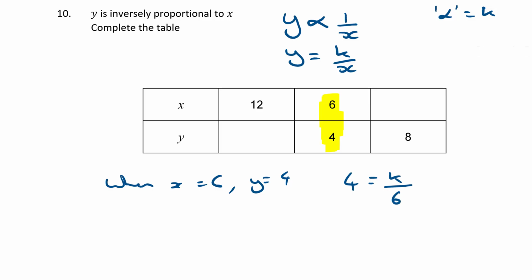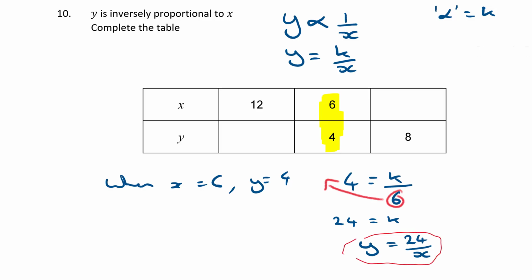Okay, then just taking that 6 there, cross multiplying up there, or multiplying both sides by 6 if you'd rather, I'm going to get k is equal to 24, aren't I? Okay, so my complete equation then is going to be y equals k, which we've now found to be 24, over x. Okay, so now this is my complete equation, which I can then go and find my other values.